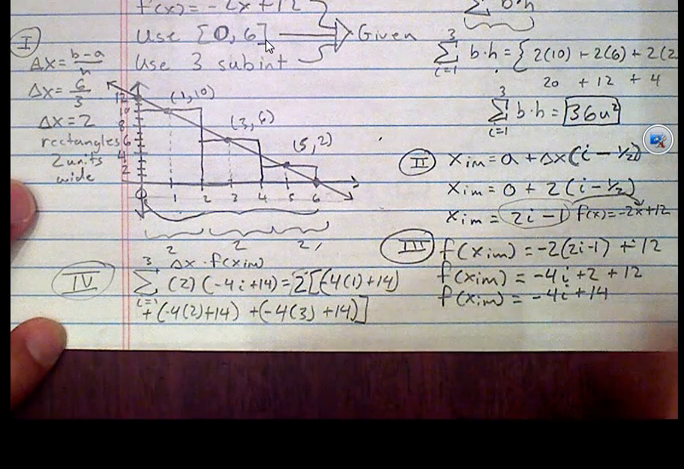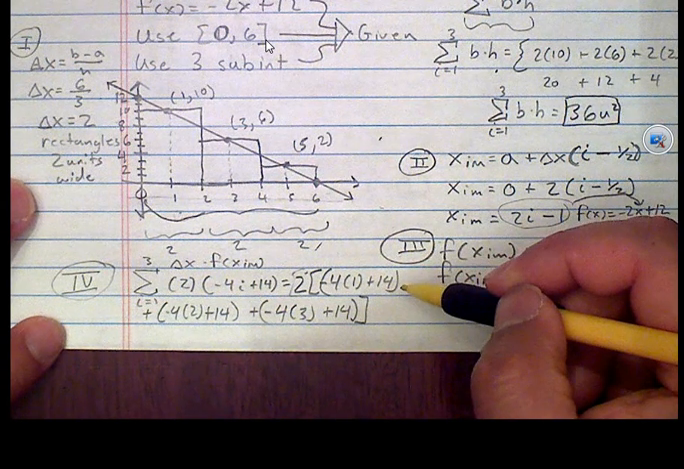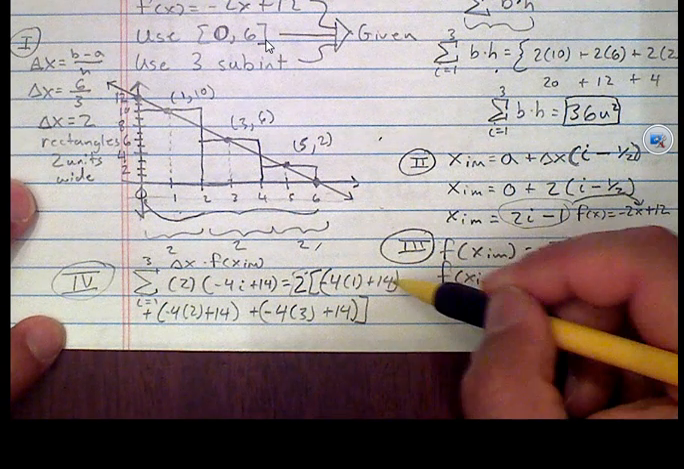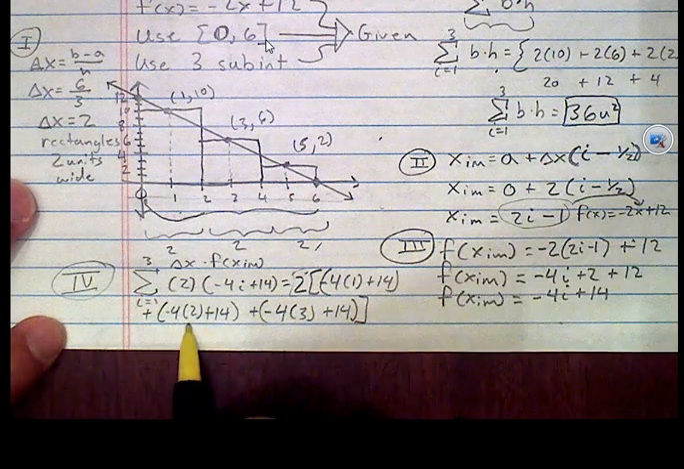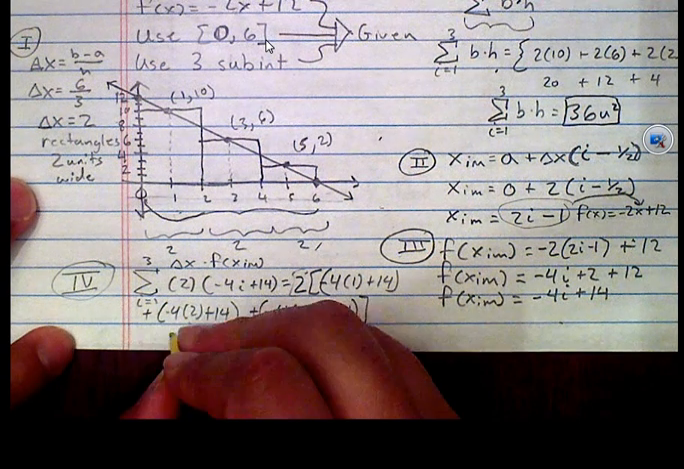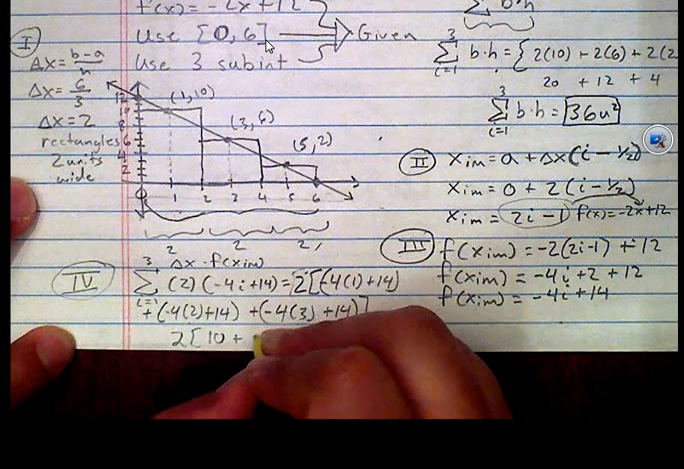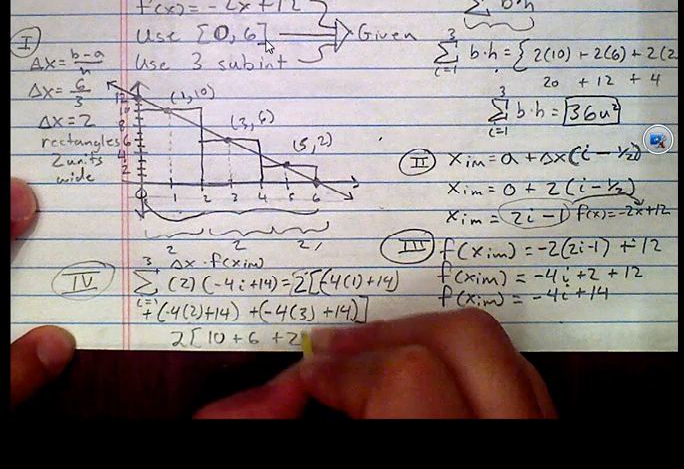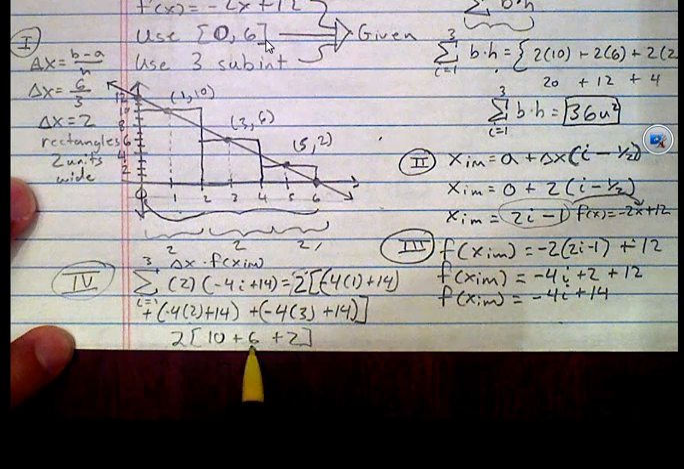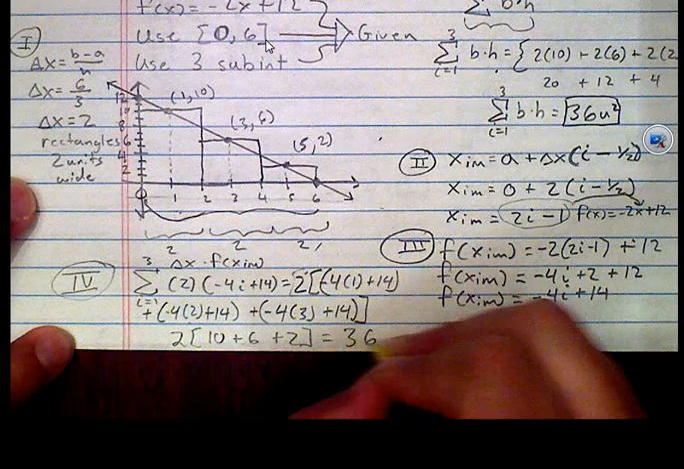Now, you don't have to write all that out like I do, but basically I'm plugging in 1, I know I'm getting 10, I know I'm getting 6, and then I know I'm getting 2, so it basically ends up being 2 times 10 plus 6 plus 2. And 10 plus 6 plus 2 is 18. 2 times 18 equals 36 units squared. Okay?